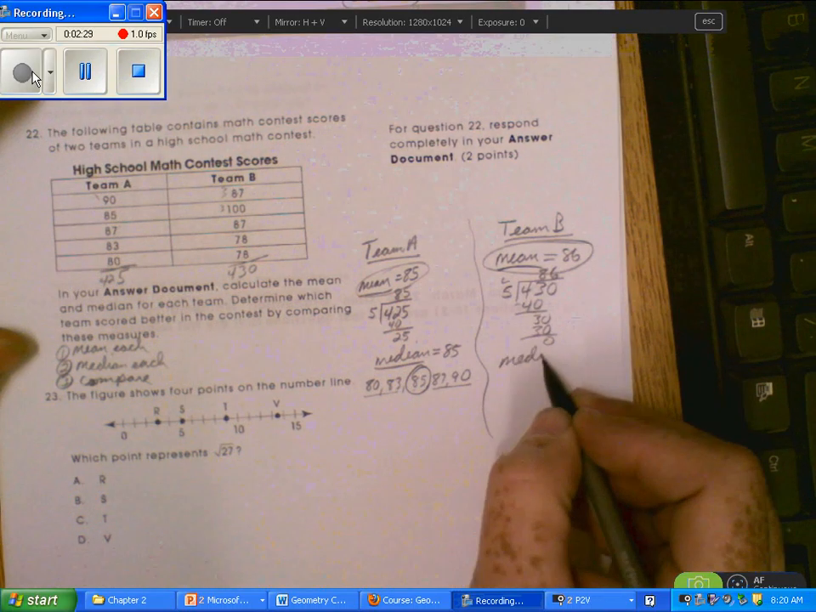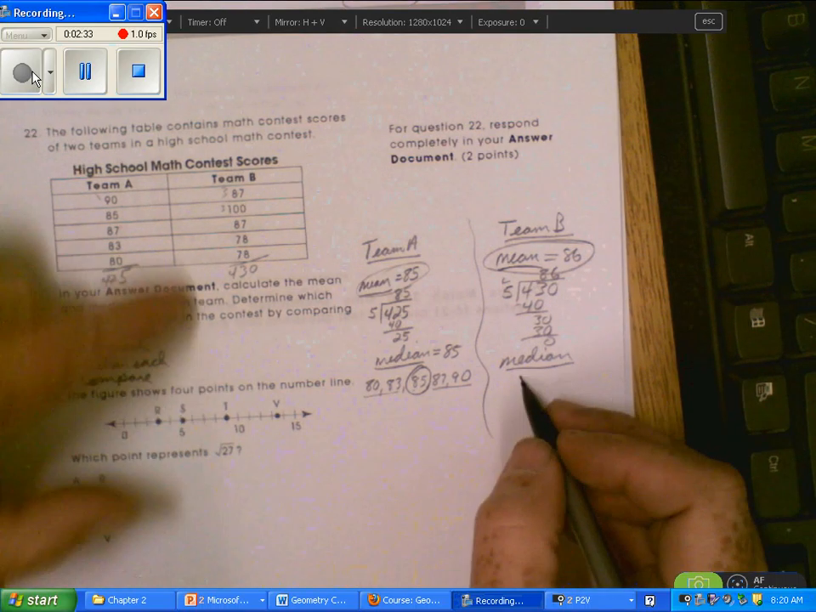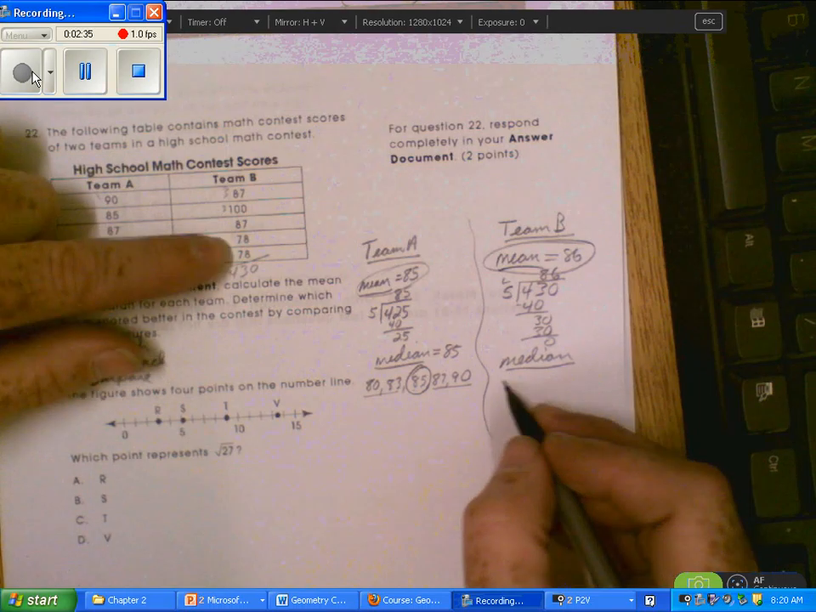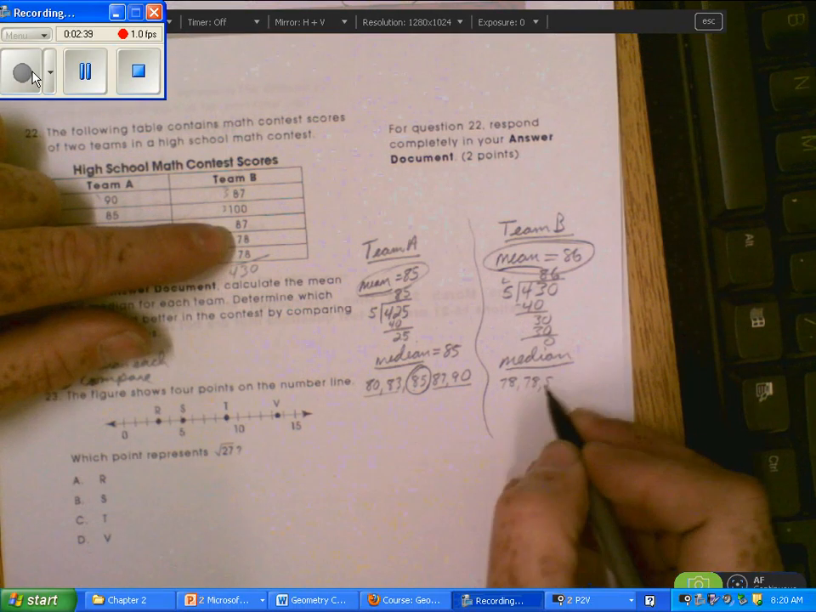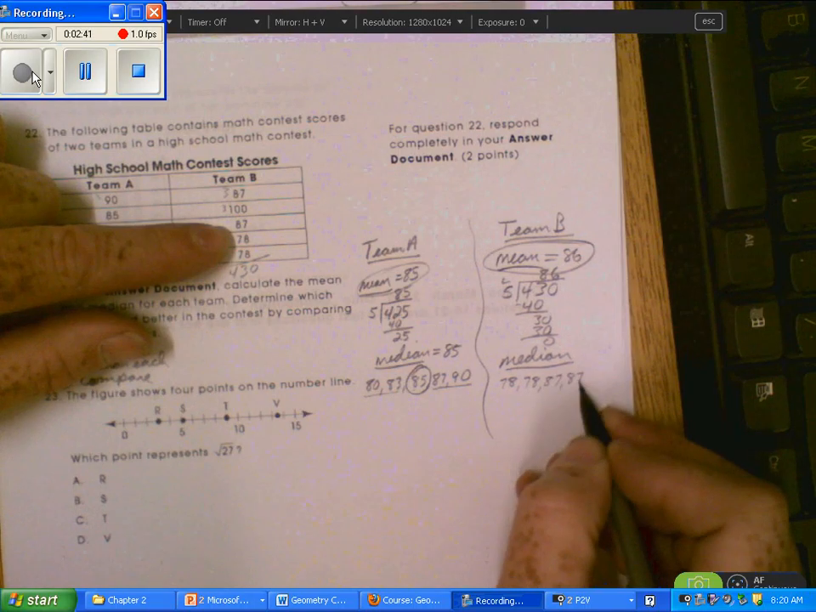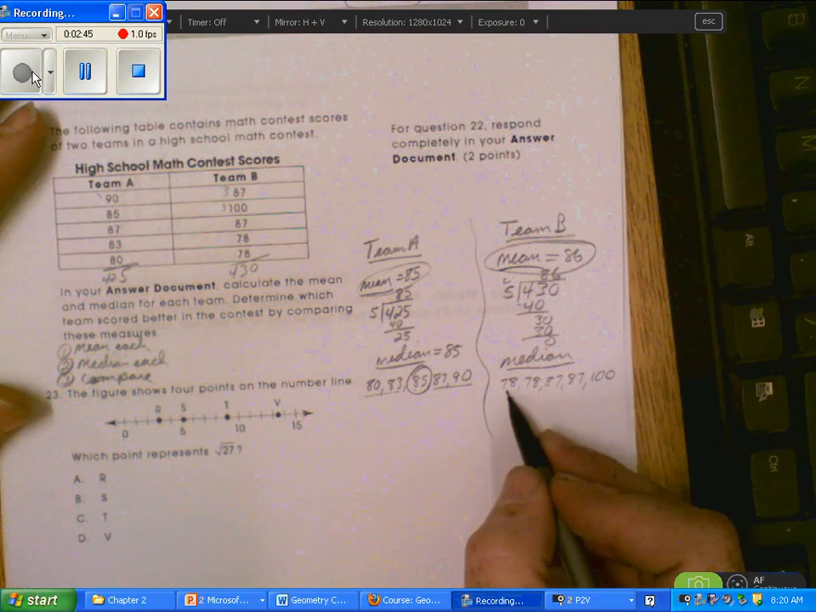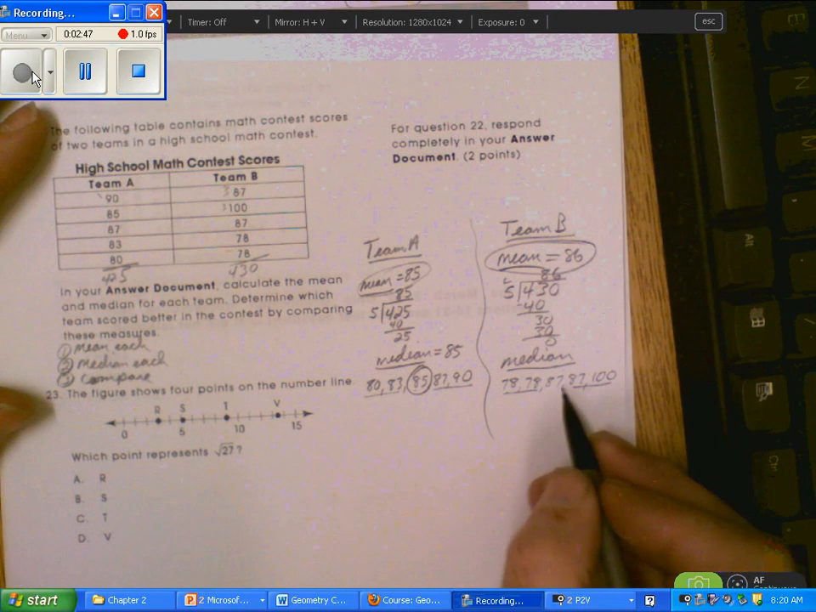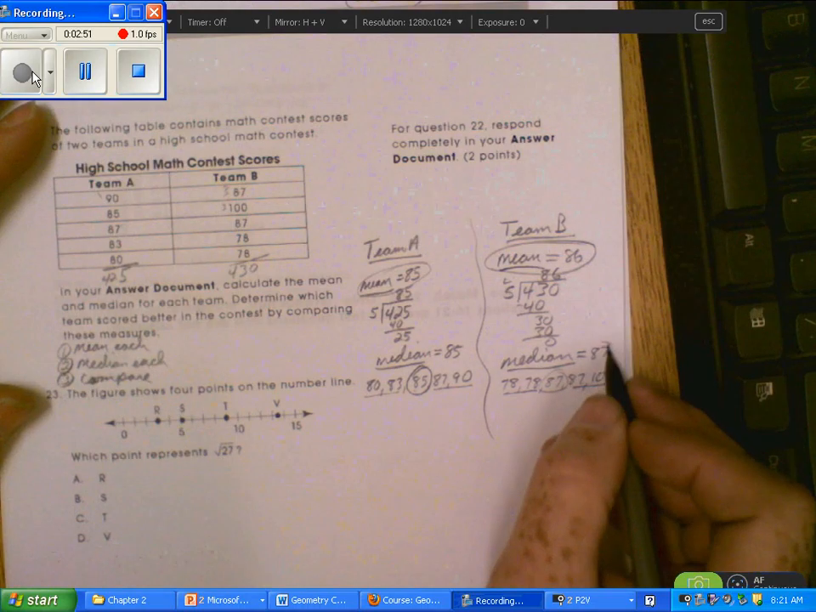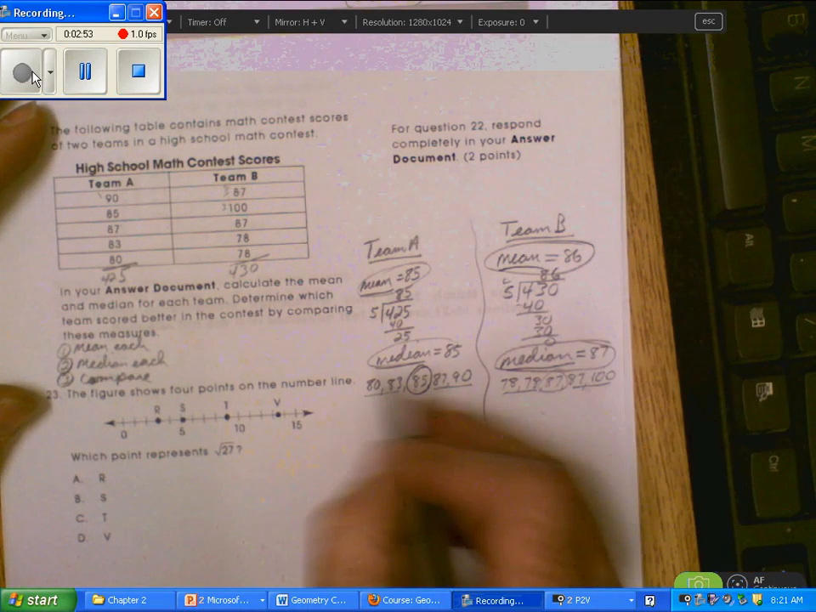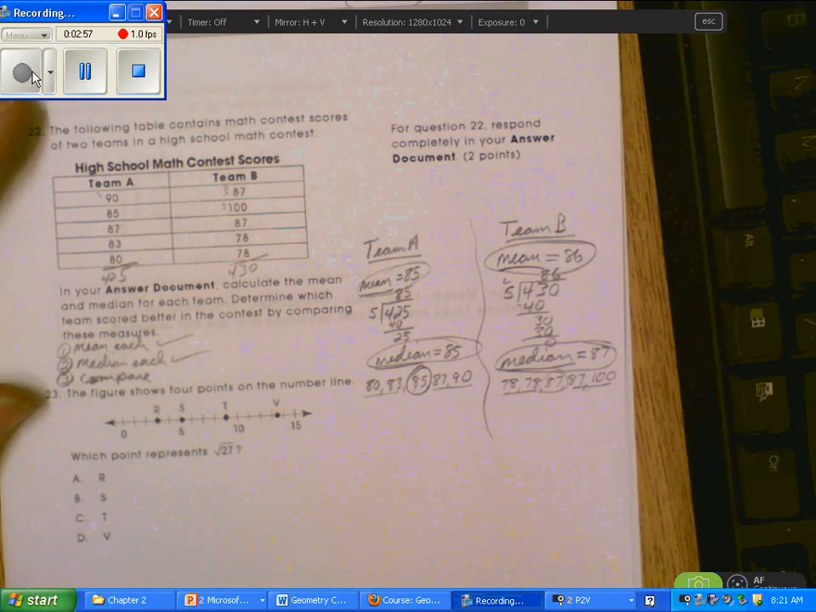Median. Their lowest score 78, 78, 87, 87, 100, and we got 2 over here, 2 over here. So 87 is their median. So we found all those. Now we just need to compare them.